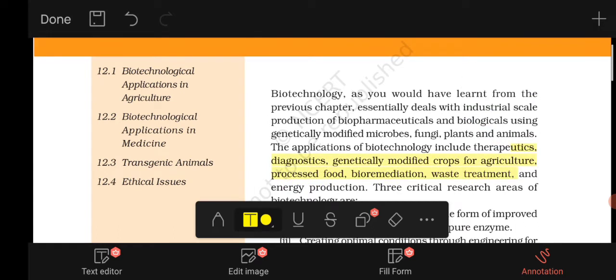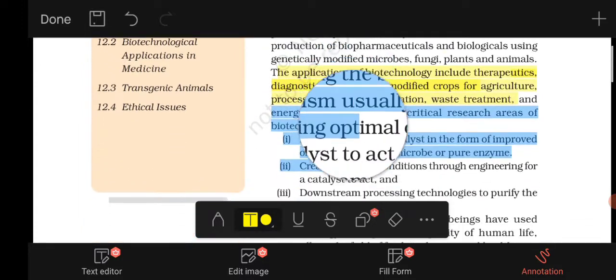Okay, so its applications include therapeutics, diagnostics, genetically modified crops for agriculture, processed food, bioremediation, waste treatment, and energy production.